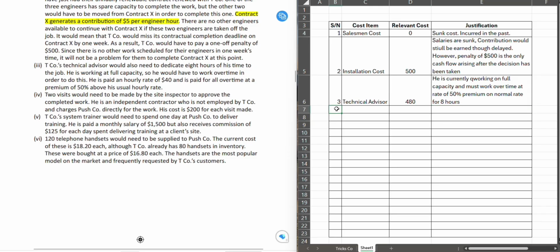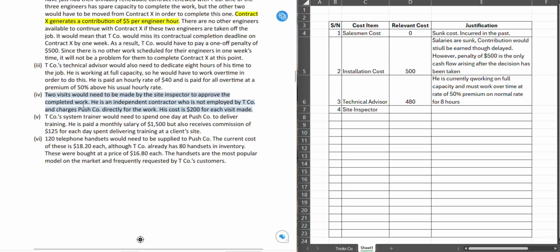We'll move to the next one, number 4. Number 4 is the site inspector. Let's see what it says. 2 visits will need to be made by the site inspector to approve the completed work. He is an independent contractor who is not employed by TICO and charges PUSHCO directly for the work. His cost is $200 for each visit made.